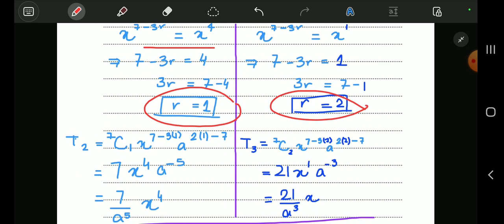See, for the first one, 7c1, x power 7 minus 3 into 1 and a power 2 into 1 minus 7, and solving this will give you 7c1 is 7, x power 4 and a power minus 5. So this will give you 7 over a^5 x^4. The second, by putting r equals 2, we will be getting 21 over a cube into x.